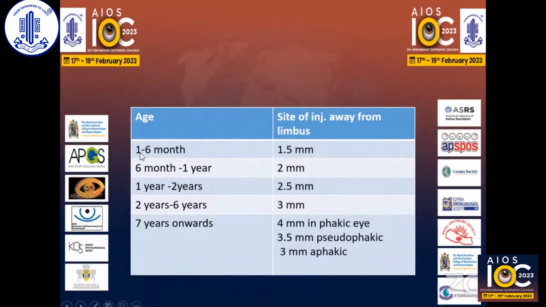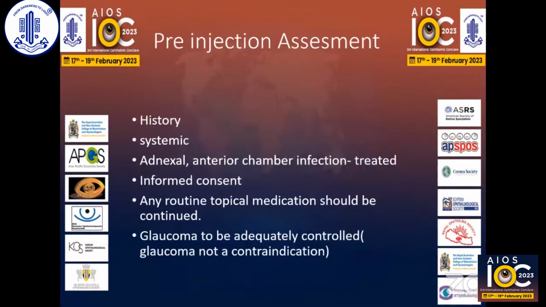If the age is 1 to 6 months, then the injection site will be 1.5 millimeter away from the limbus. In case of 6 months to 1 year, it will be 2 millimeter, and 1 year to 2 years, it will be 2.5 millimeter away from the limbus, and 2 years to 6 years, it is 3 millimeter. And in case of 7 years and onward, the injection site will be 4 millimeter in phakic eyes, 3.5 millimeter in pseudophakic eyes, and 3 millimeter in aphakic eyes.